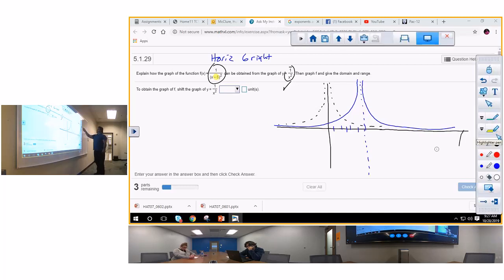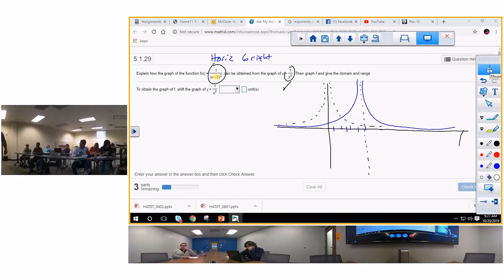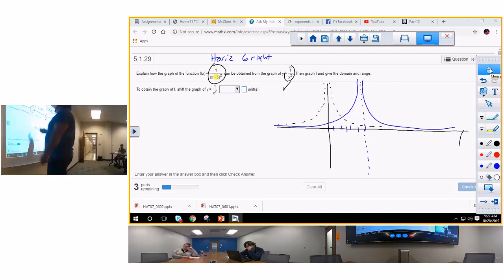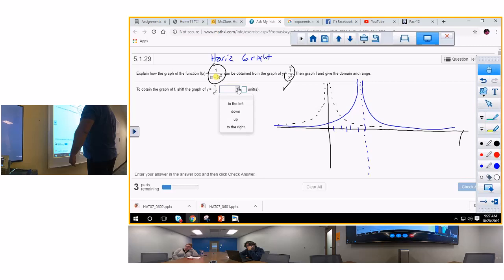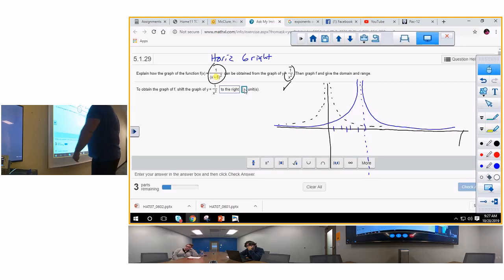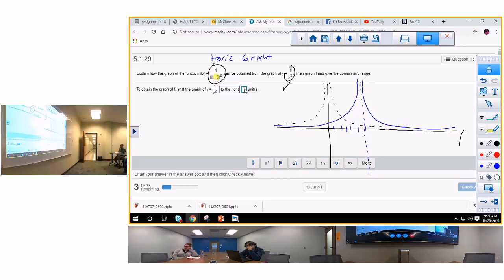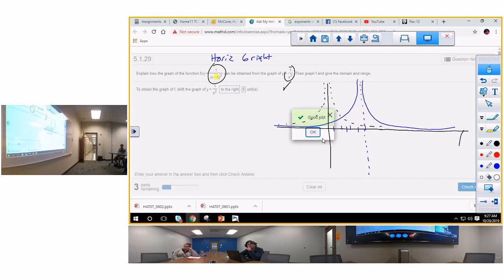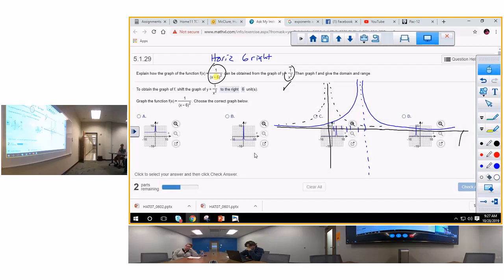So what does it ask for? To obtain the graph, shift right 6 units. So we know it's not this one. We know it's not this one. Looks like Charlie, as in bucket.